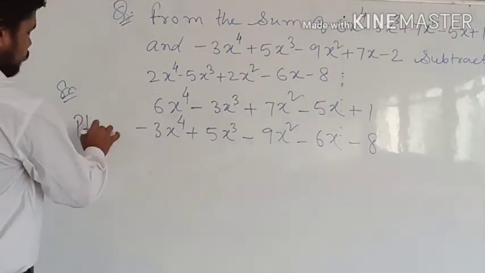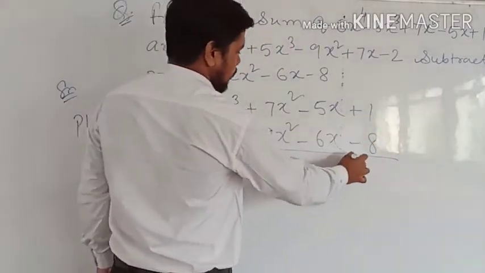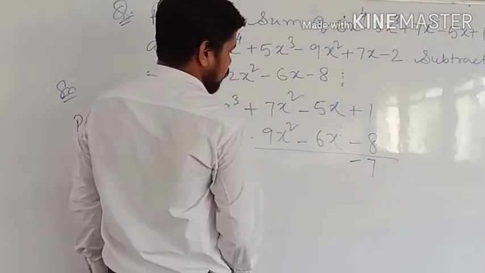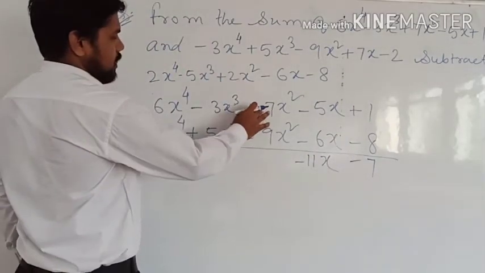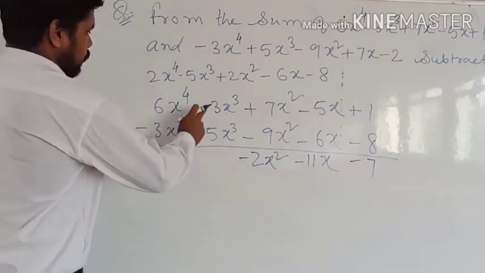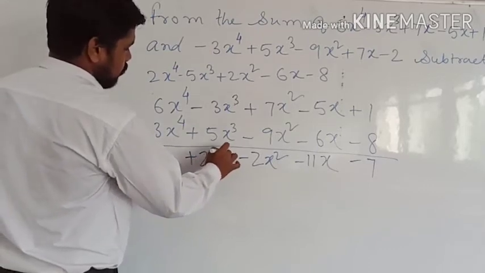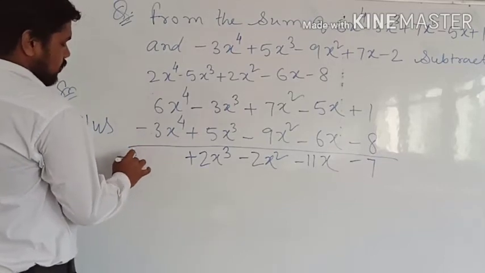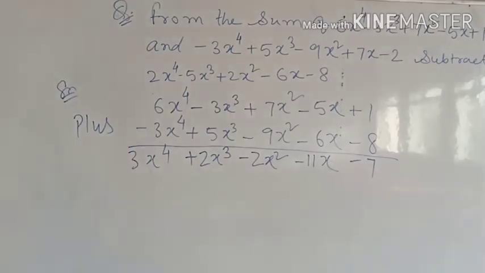So plus go here and so minus 8 and plus 8. So minus 7. So minus both. So minus 6 and minus 5. So 6 plus 5 is 11, right? So minus 11x. So minus 9 and plus 7. So minus 2x square. Okay. So minus 3 and plus 5. So plus 2x cube. Okay. Here 6 minus 3 is 3x to the power 4. This is plus the positive sign. So this is the required sum.